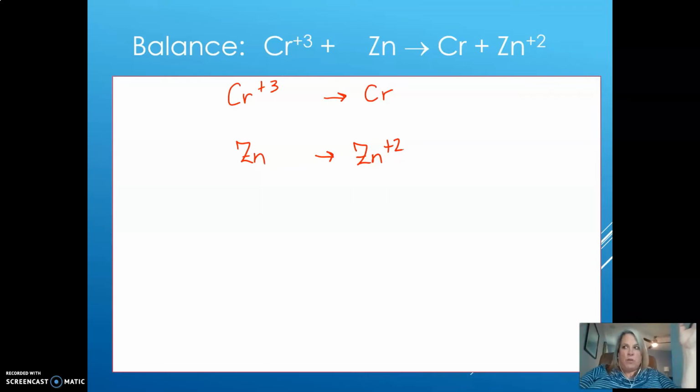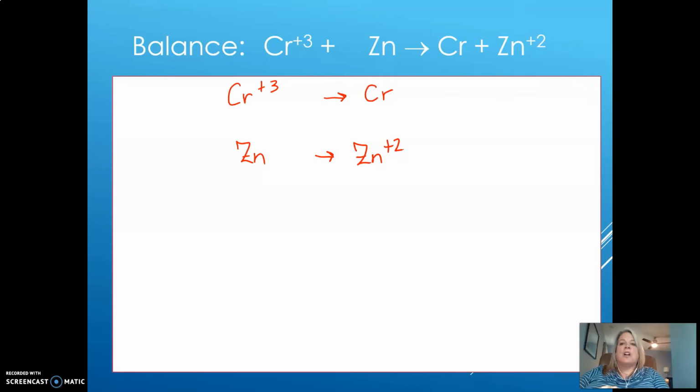Step 2, we're going to check to see if the atoms are balanced, and if they're not, we'll add coefficients just like we always did. Well, I only have 1 chromium here and 1 here, so that's balanced. And same thing with zinc. There's only 1 on each side. The charge, that has to do with the electrons, not with the number of atoms. So none of these have subscripts, so I don't have to worry about putting numbers in front.